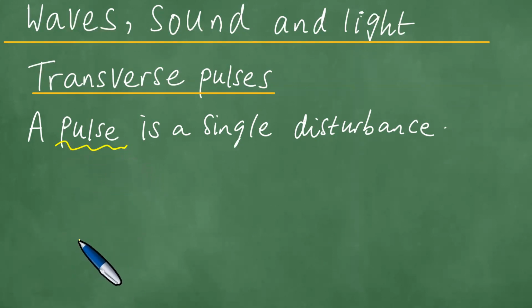Now a pulse is a single disturbance. Now, let us look at more notions on these here. There's something we call a transverse pulse. What is a transverse pulse? And also we shall learn about the properties of these pulses and transverse pulses. Okay. Now, there's something that is very, very important here.